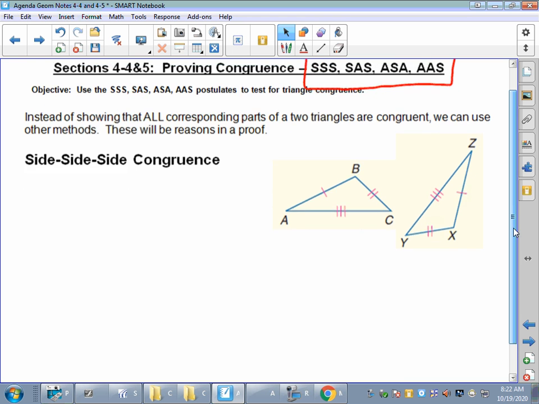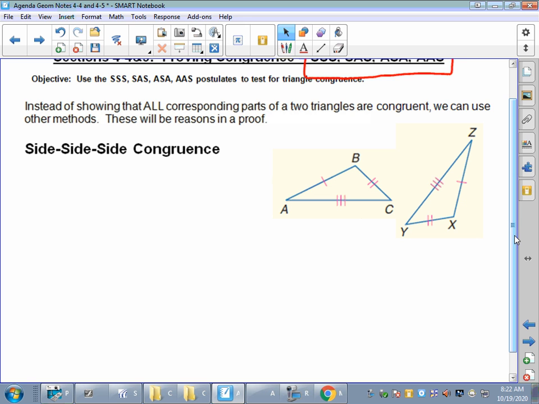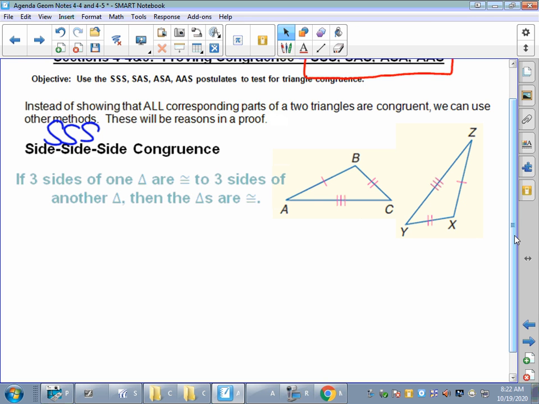First of all, let's talk about side, side, side congruence. You might be shocked to learn that that's SSS, because we're a little lazy. We don't like to have to write out all of that. Side, side, side congruence says, if three sides of one triangle are congruent to three sides of another, then the triangles are congruent. We don't have to worry about the angles.